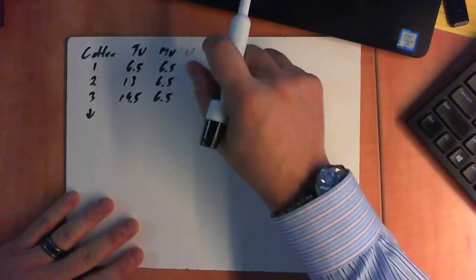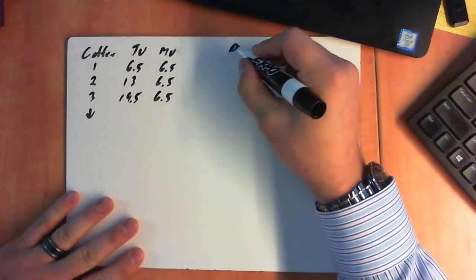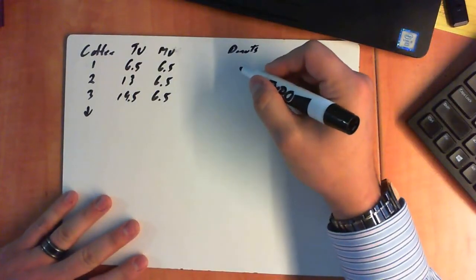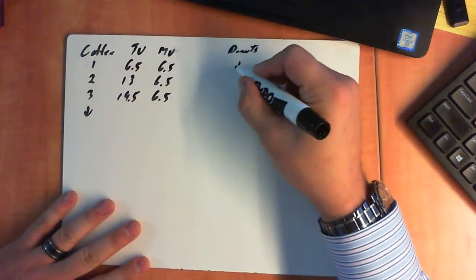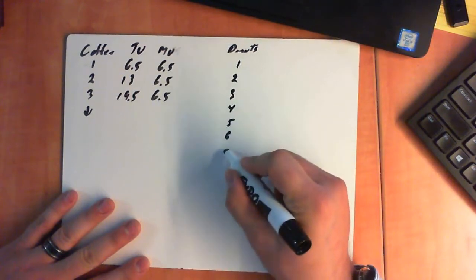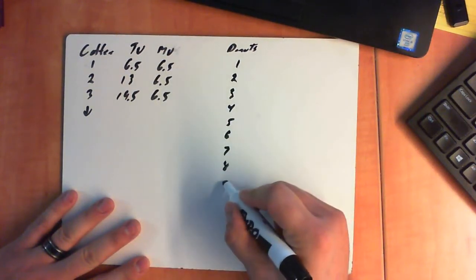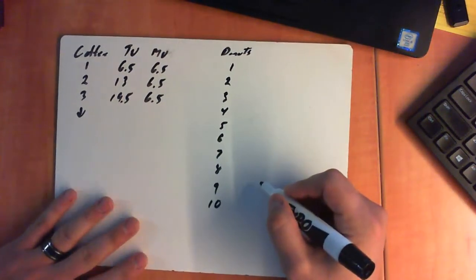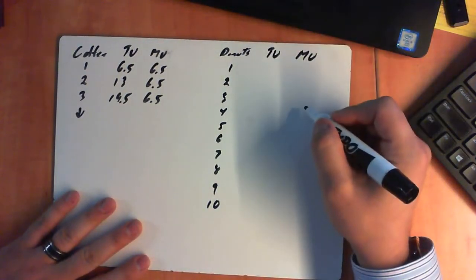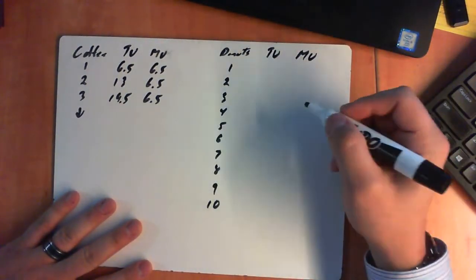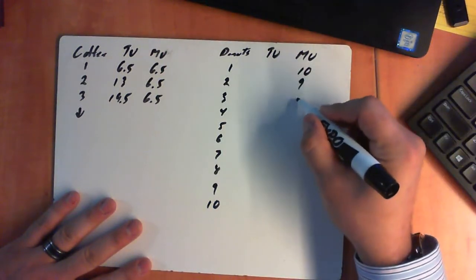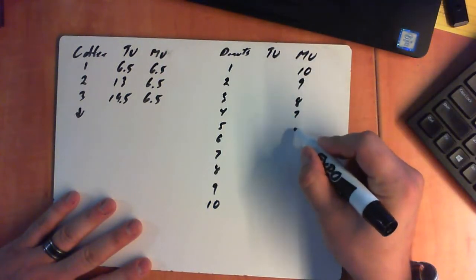Now, same thing for donuts. For the first donut, the second, the third, the fourth, the fifth, the sixth, the seventh, the eighth, the ninth, and the 10th, we can calculate total utility as well as marginal utility. The marginal utility per donut is 10 for the first donut, then 9, 8, and it decreases by 1 for each subsequent donut.